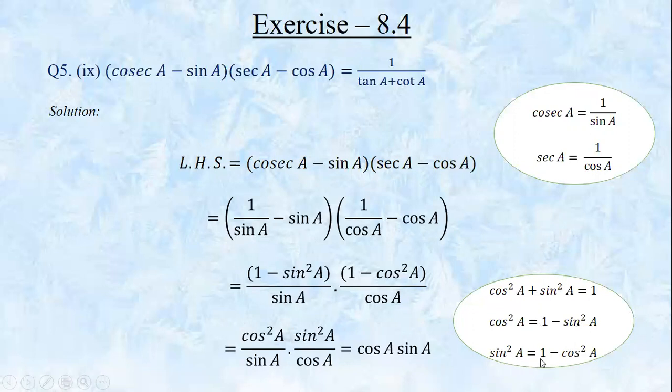Sin square A is 1 minus cos square A. So we will substitute that. 1 minus sin square A is cos square A. 1 minus cos square A is sin square A. Now one cos A and one sin A will get cancelled. We'll be left with cos A into sin A. So we have reduced our LHS to cos A into sin A. We will keep it as such.